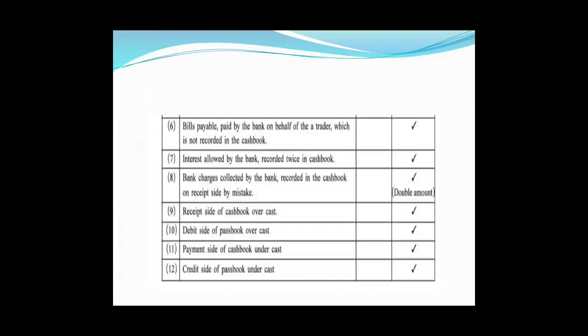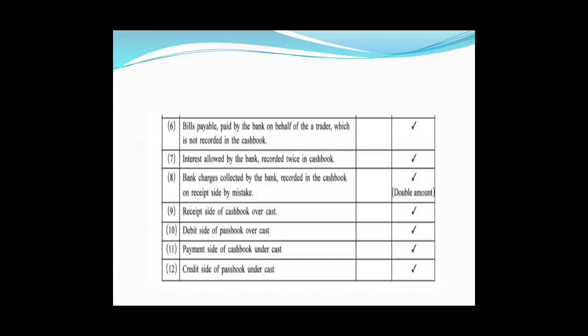Next, bank charges collected by the bank recorded in the cash book on the receipt side by mistake. Now friends, bank charges collected by the bank are debited in the passbook, whatever charges the bank is taking. The same amount is supposed to be credited in our cash book on the payment side. Instead of writing at the payment side, we have recorded the same at the receipt side.